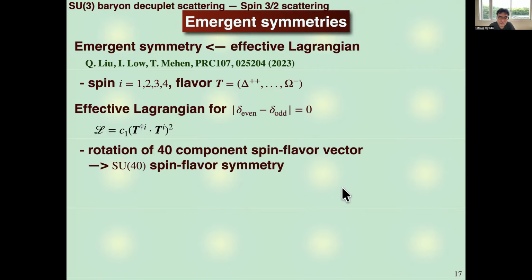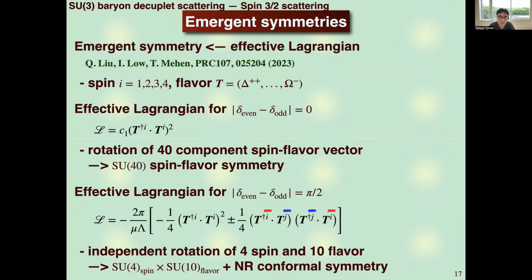This one is just the inner product of the very big 40 column vector and 40 row vector, which is invariant under the norm conserving rotation, namely SU(40) rotation. The 40 component vector rotation in the complex space is the symmetry that gives us this phase shift relation. So now we have the SU(40) spin flavor symmetry, a very large symmetry.